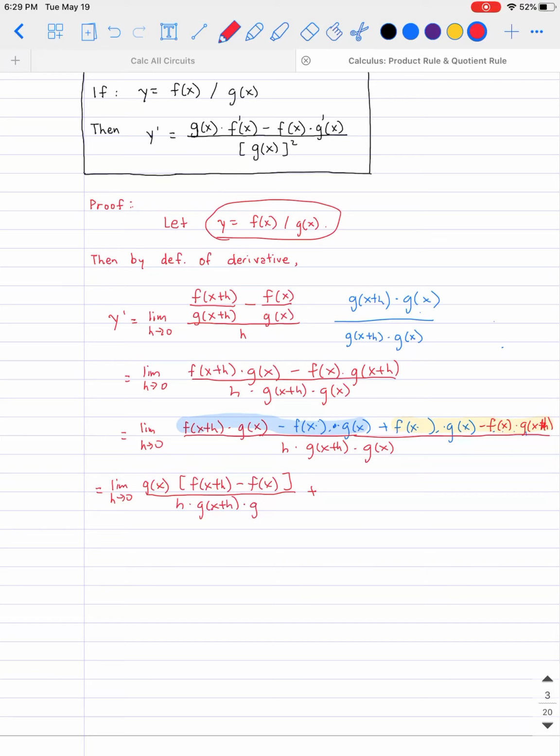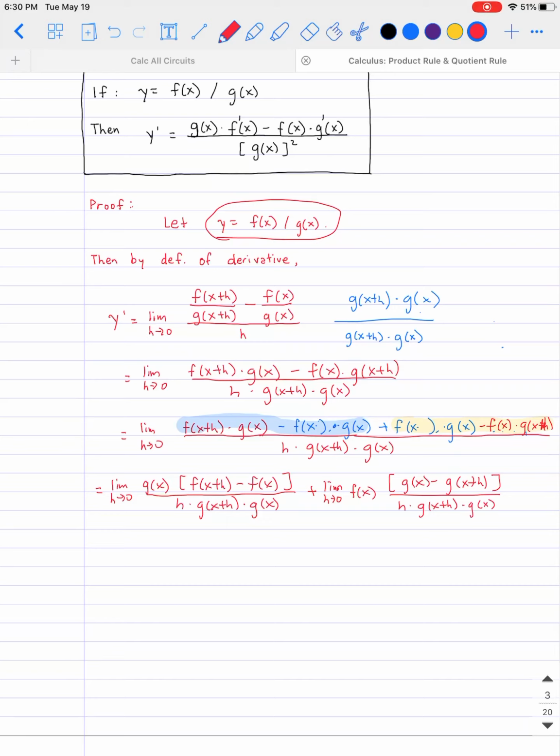g of x plus h times g of x, and then plus for the second part, we're going to say limit as h approaches 0, breaking the limits, factor out what they have in common, and that's going to be f of x. And I think we're also going to have g of x minus g of x plus h, and all divided by, again, h times g of x plus h, and then times g of x.